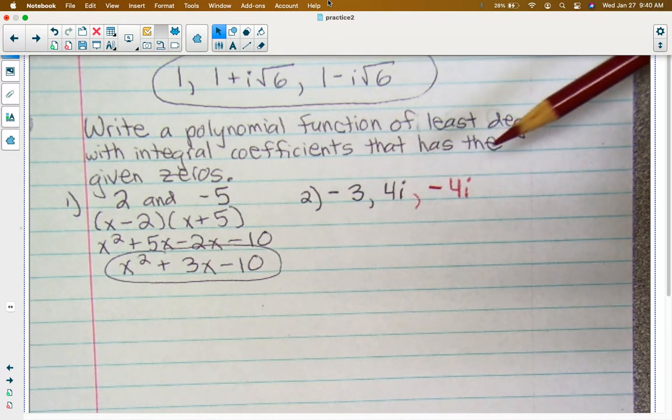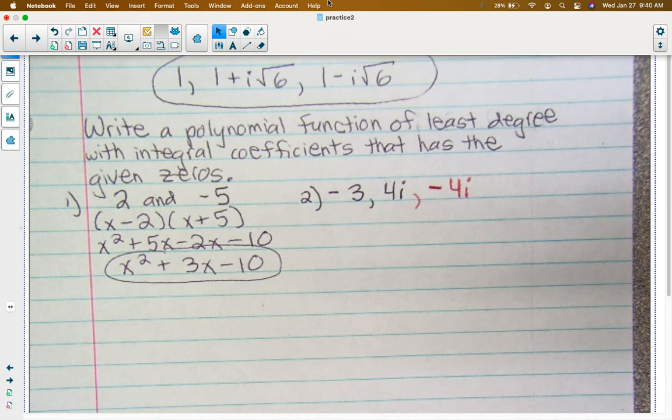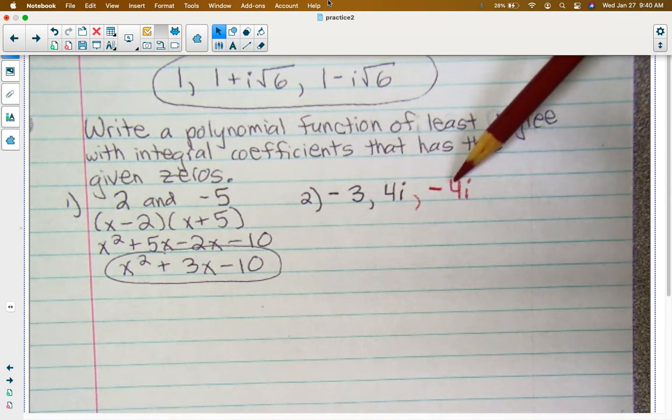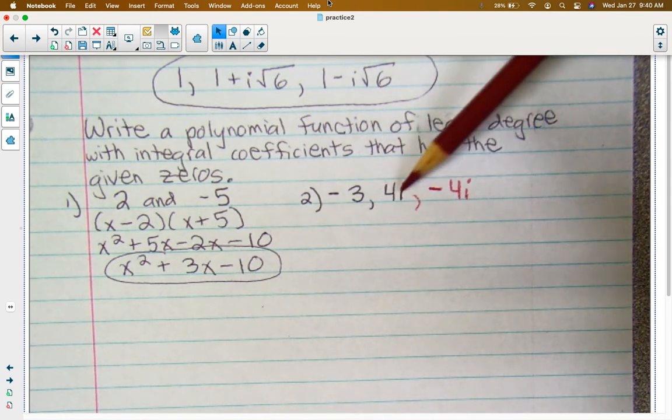So imaginary numbers will never, ever, ever be an odd number. It'll be 2 of them, 4 of them, 6 of them, 8 of them, etc. You'll never just have one of them. The buddy has to come with it. So these are called complex conjugates.